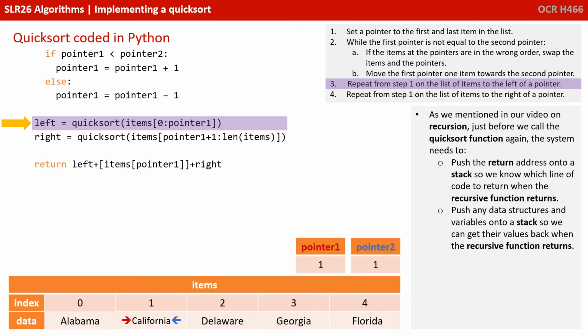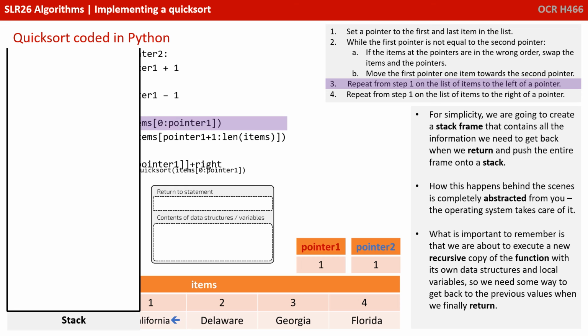If you remember back to our video on recursion, you will know there's a couple of things we have to do just before we call the quicksort function recursively. The system needs to push the return address onto the stack so we know which line of code to return to when the recursive function exits. We also need to push any data structures and variables onto a stack so we can get their values back when the recursive function returns.